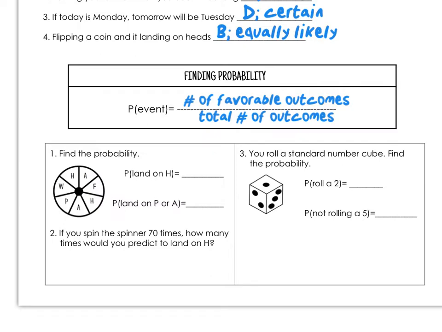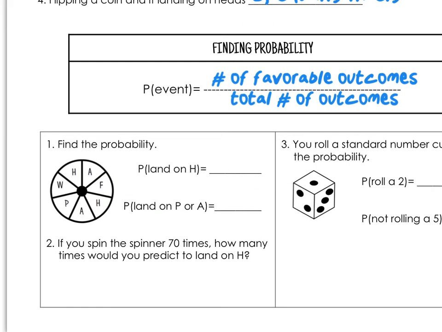So let's go ahead and take a look at problem number 1 here. It says find the probability, and here's a spinner. This says P, and then in parentheses, land on H. So this stands for the probability that the spinner lands on H. So let's go ahead and figure out what that probability is, the probability that it will land on H.